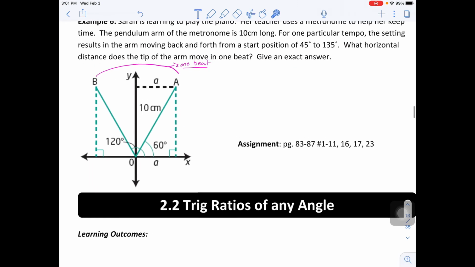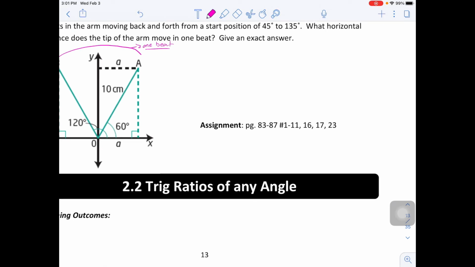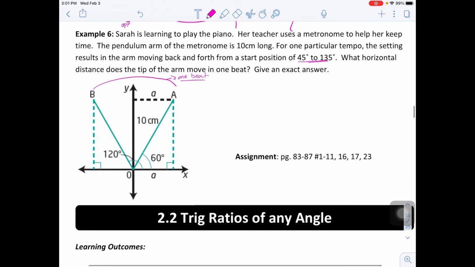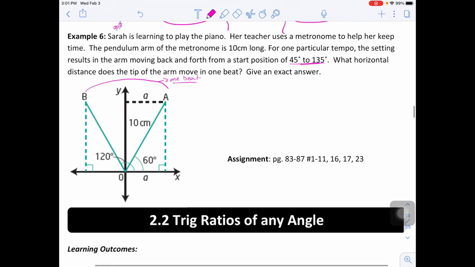Now, a little confusing on why they gave us these values. Just let me think here. So this one should actually say, sorry about that, should say 60 and 120. I must have been thinking about the different triangle here.